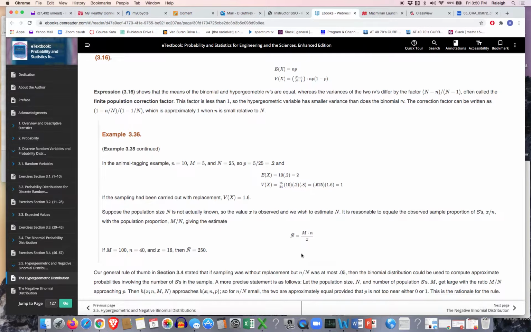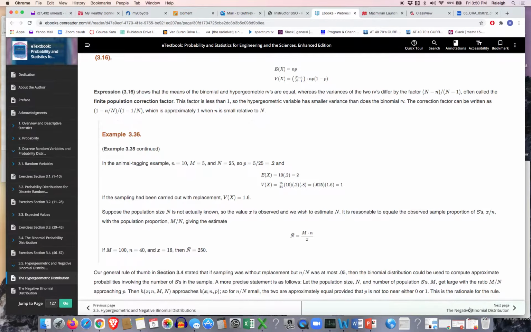Most books don't bother to solve for N, but that's fine. And they talk a little bit about theory here: the hypergeometric approaches the binomial distribution for this p, or n over N, being small. And they're approximately equal provided p is not too close to either 0 or 1, somewhere in the middle. And anyway, they go through a little bit of that.